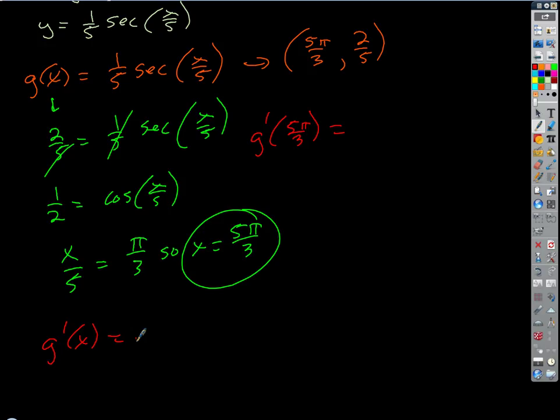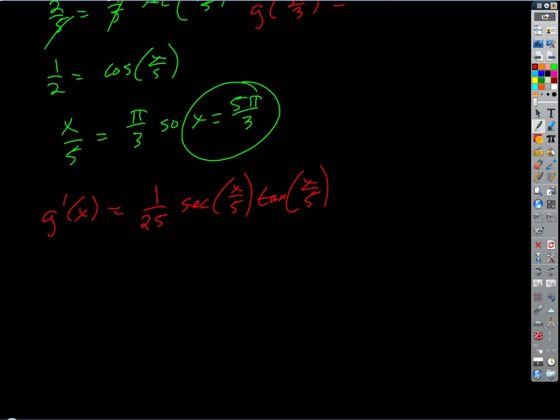What's the derivative of secant of x over 5? Secant and tangent of x over 5, then times 1/5, so I get 1/25 secant... Well, wait, where's the 1/5? Because I've got to pull by the chain rule, the derivative of x over 5 is 1/5, which I pull out front. Right. Okay. Secant x over 5, tangent x over 5.